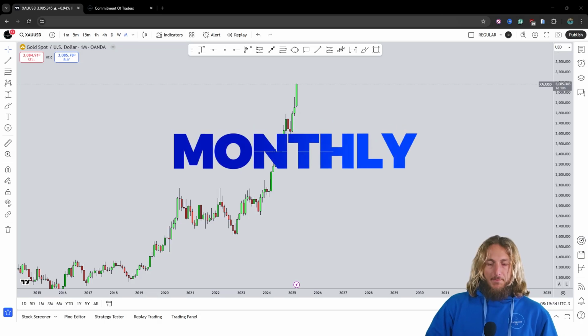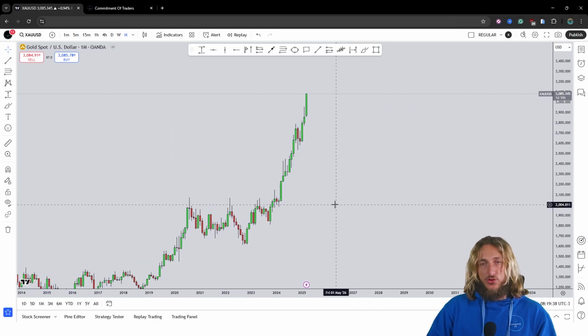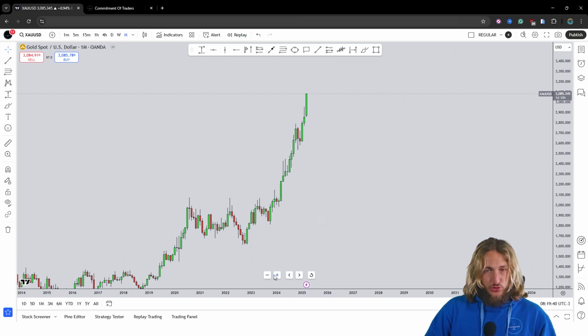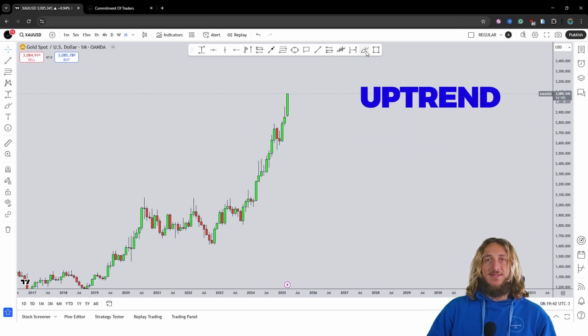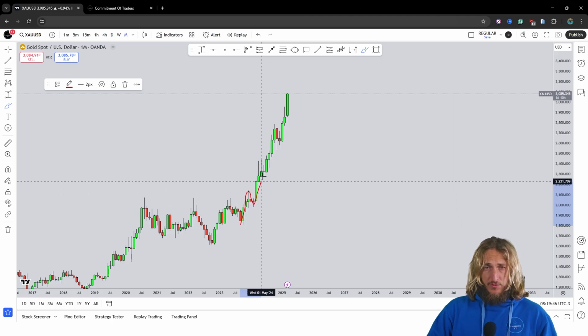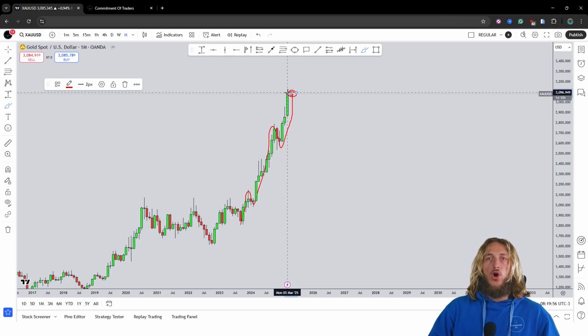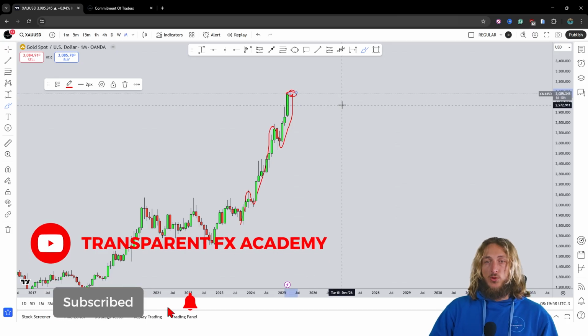Starting here from the monthly time frame, what we can see is that we have a market which clearly is in a strong monthly uptrend. The market has been creating a series of monthly higher highs and higher lows starting from here. So this uptrend is still intact from a market structure perspective, with the market still being in the process of creating new all-time highs as I'm currently speaking.